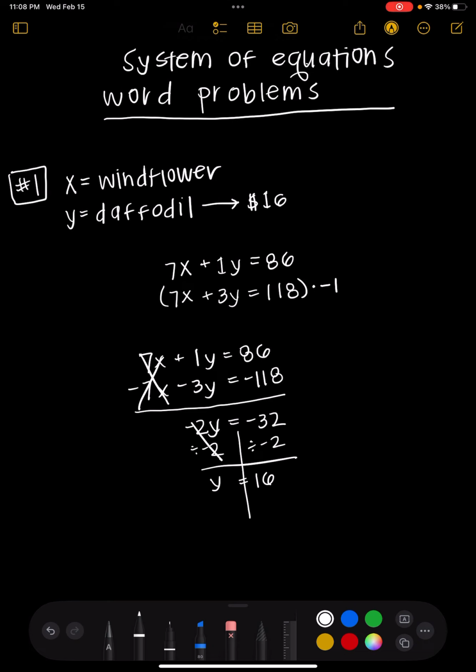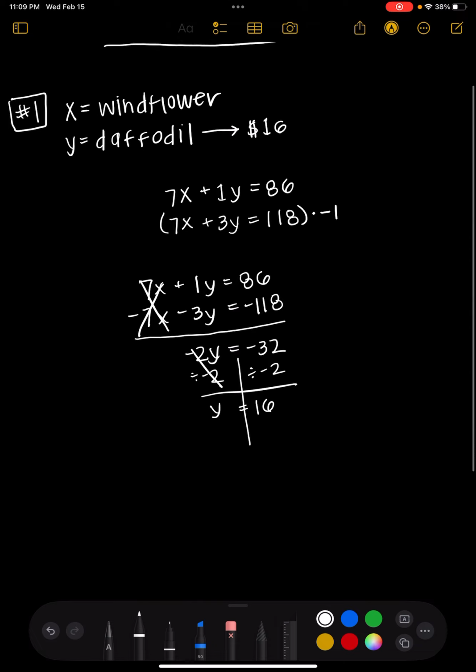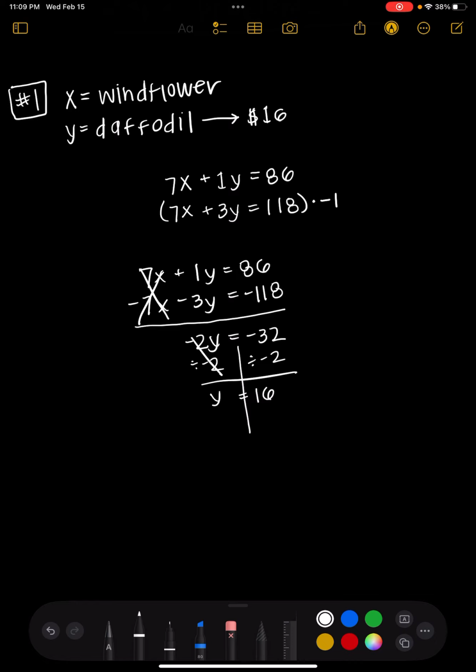Now we still have to figure out how much the windflower bulbs are worth, and to do that, we're going to take one of our original equations and plug in 16 for Y. So I'm just going to take the top equation, 7x plus 1y is equal to 86. But I can replace the y with 16, so I can say 7x plus 1 times 16 equals 86, which would give me 7x plus 16 equals 86.